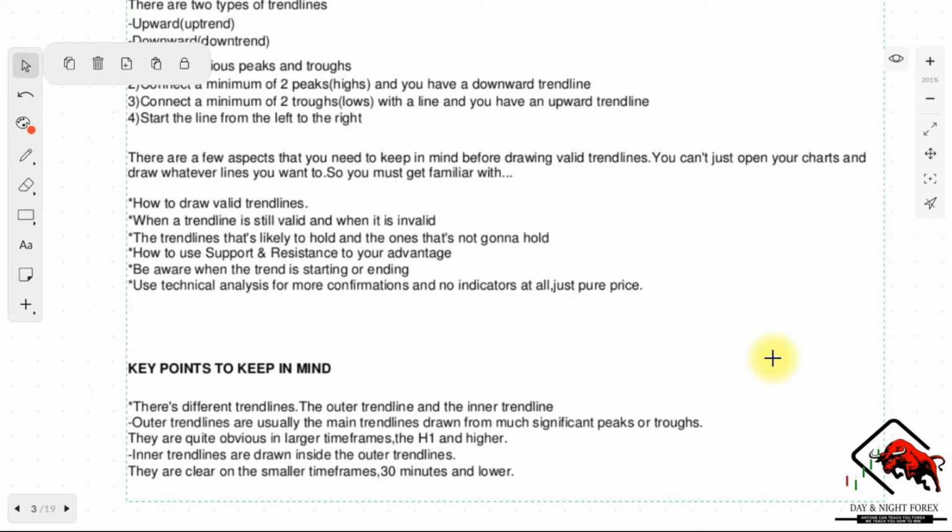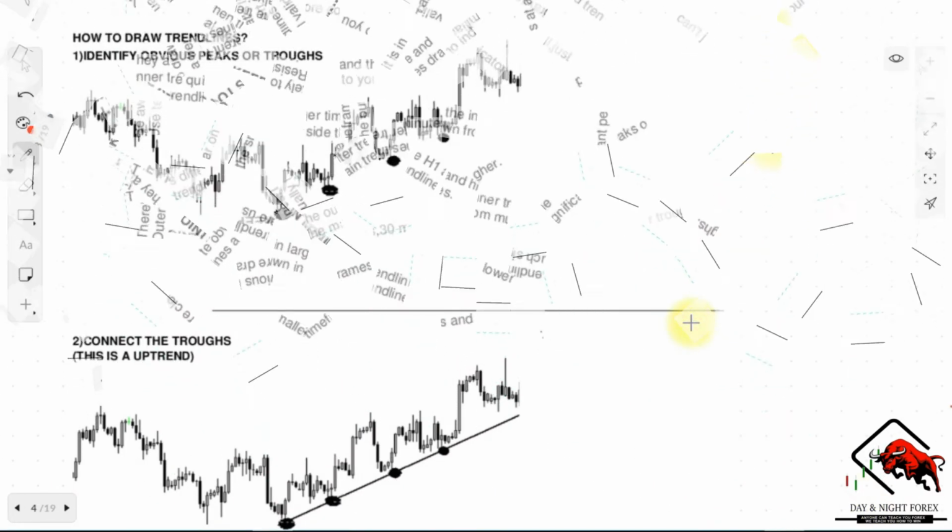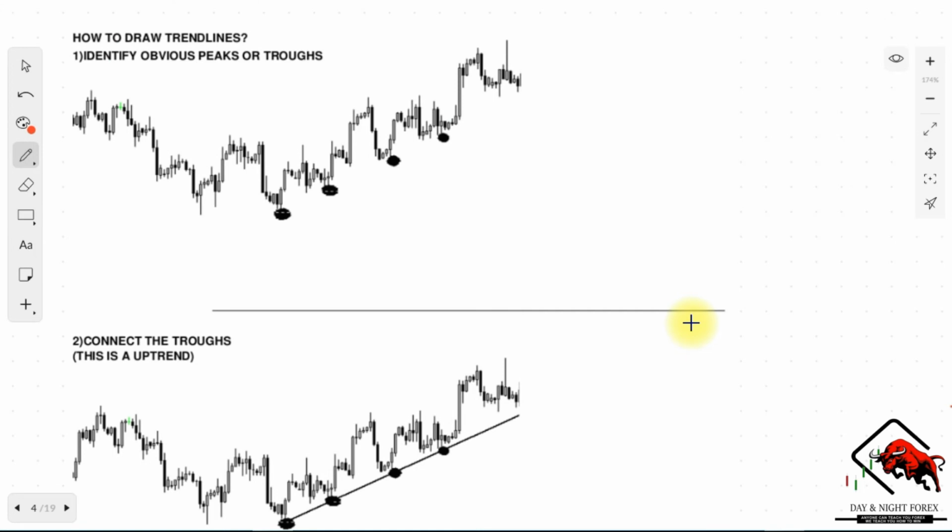So these are drawn inside the outer trend line. They are clear on the smaller time frames, the 30 minutes and lower, because you're going a little bit inner, you're going a little bit deeper, you're not looking for the overall trend. So remember, these are the steps for you to draw a valid trend line.